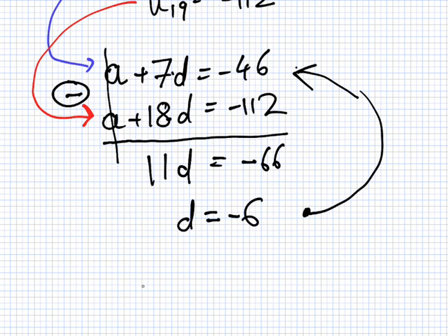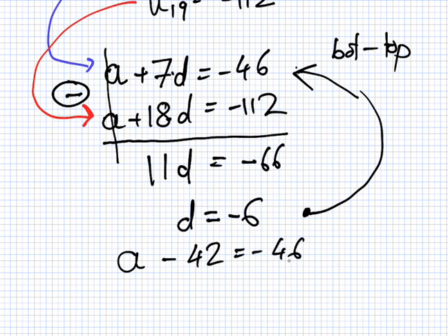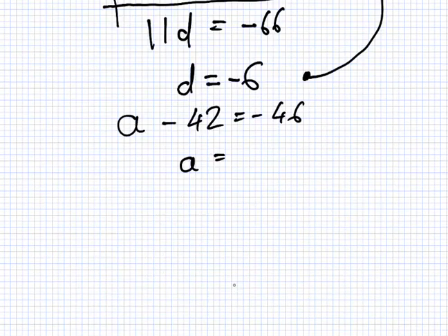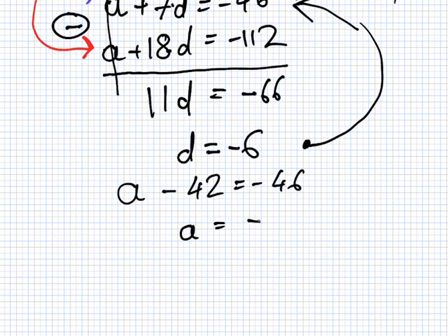If you change the sign. I don't change the signs, I don't do it this way. I did bottom minus top. Oh, okay. A plus 7D equals minus 46. So that means A, well actually we know what the A is because it should be, oh no we don't know what the A is. A equals minus 4.